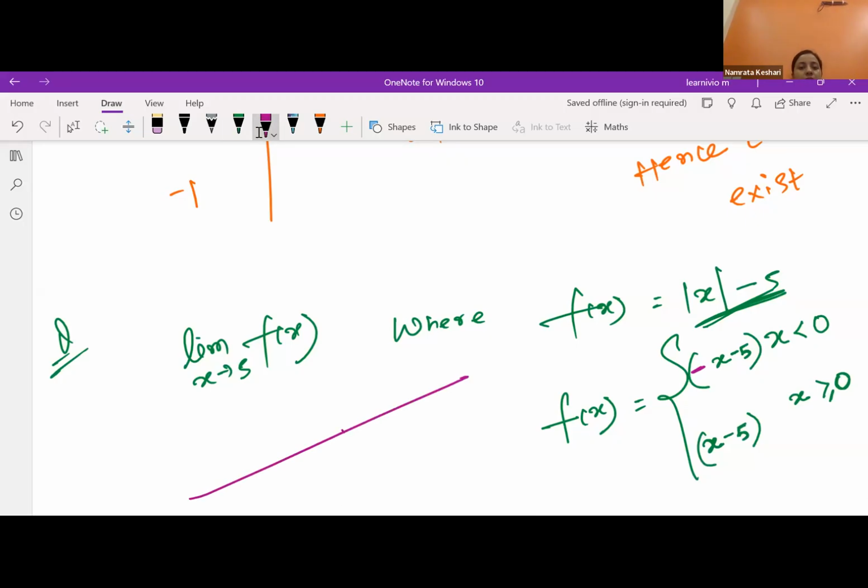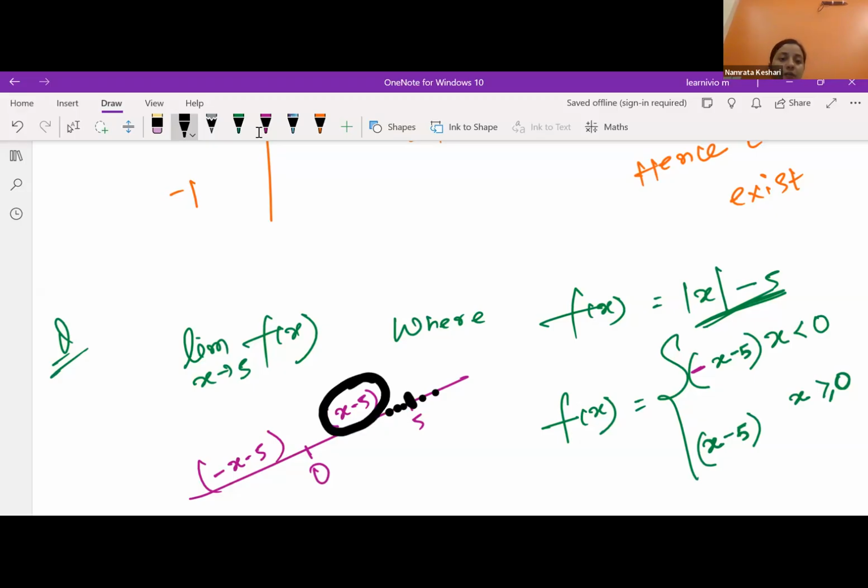Somewhere 5 is there. Now towards the left of the 0 and right of the 0, the function is getting changed. Towards the left of the 0, the function is minus x minus 5, and towards the right of the 0, the function is x minus 5. And we are thinking, what about towards the left of the 5 and right of the 5? As I was telling you, when we are checking towards the left of 5 and right of 5, we are thinking very closer, very closer, very closer. We don't go that far. Making sense? That means the function is just this one.